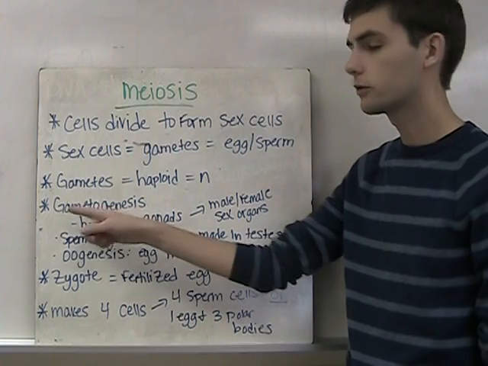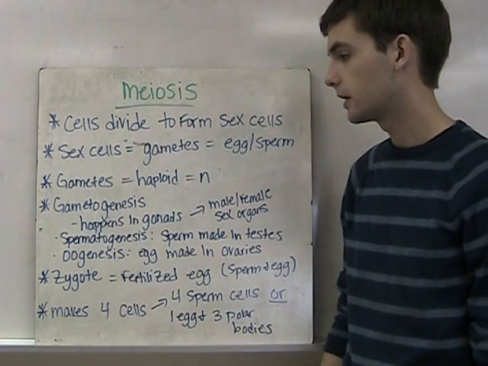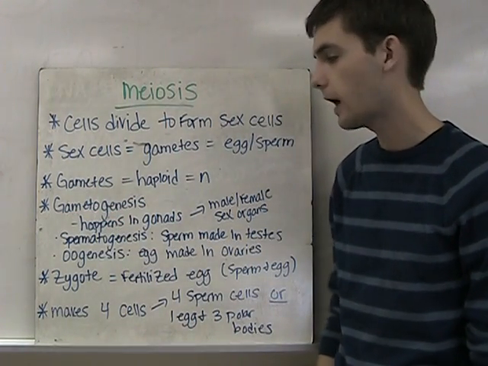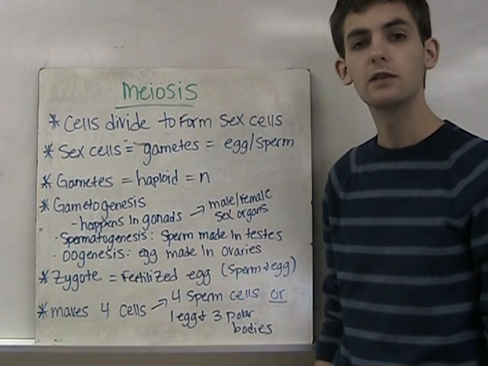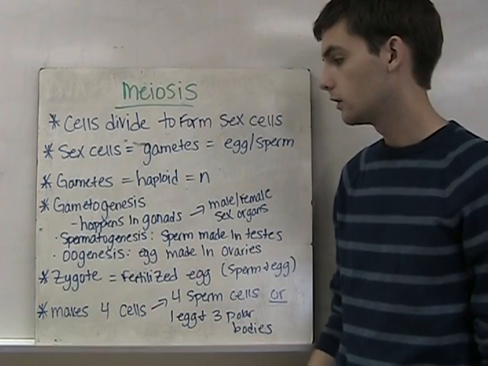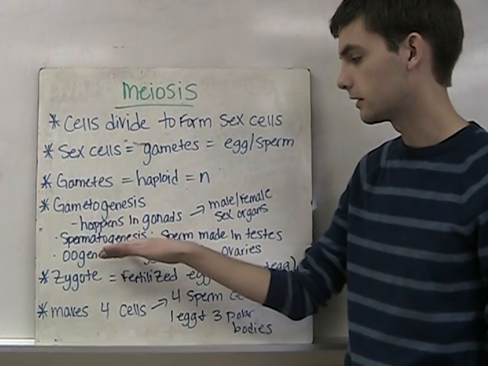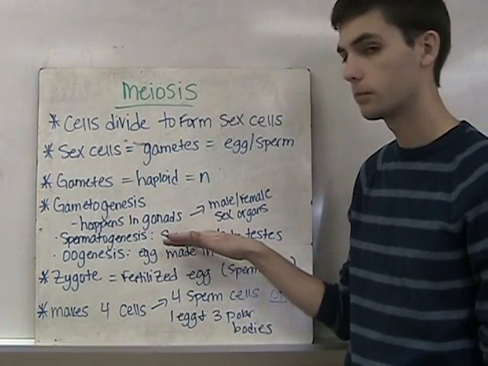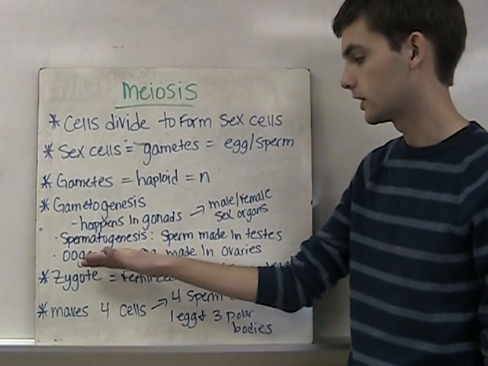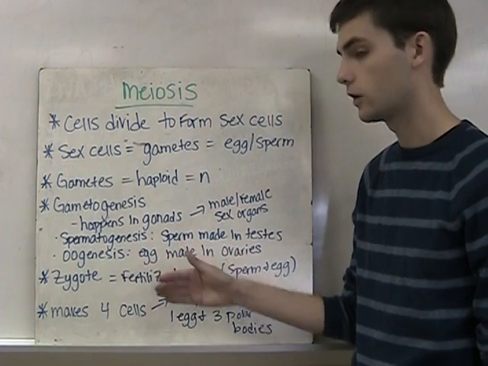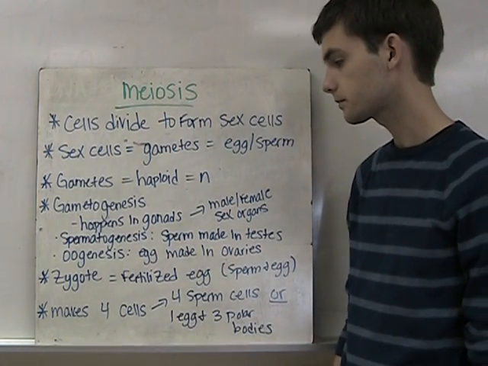This process can also be called gametogenesis because we're making gametes, and this will happen in the gonads of males and females, and these are male and female sex organs. So spermatogenesis is the formation of sperm, which is made in the testes, and oogenesis is when eggs are made in the ovaries of females.